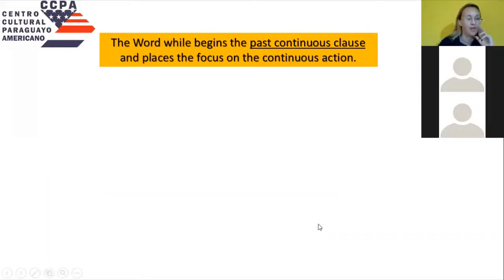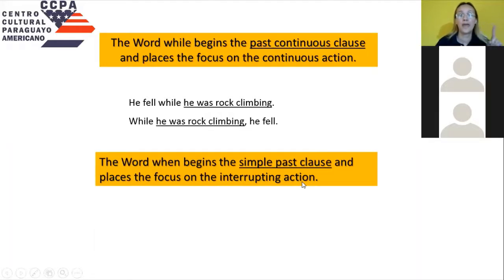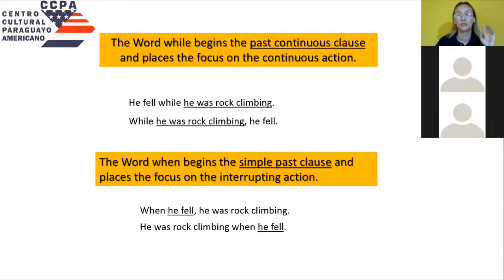What else? The word while begins the past continuous clause and places the focus on the continuous action. So he fell while he was rock climbing. Or you can say, while he was rock climbing, he fell. The word when begins the simple past clause and places the focus on the interrupting action. So when he fell, he was rock climbing. He was rock climbing when he fell.